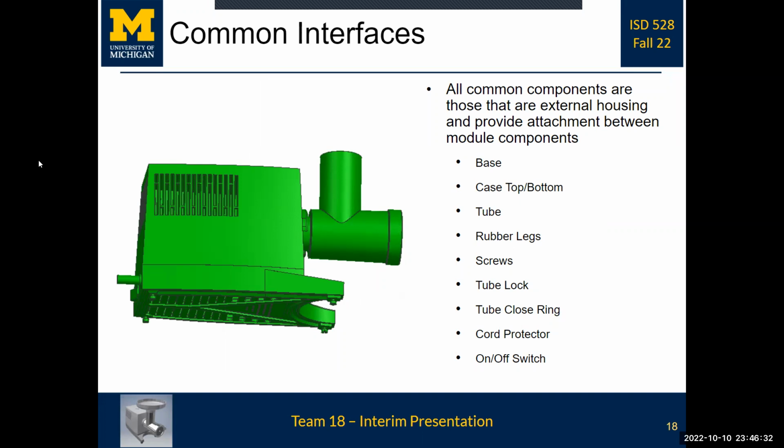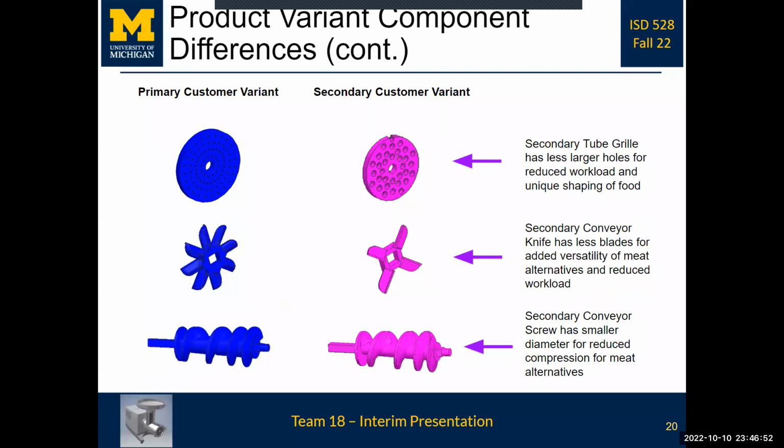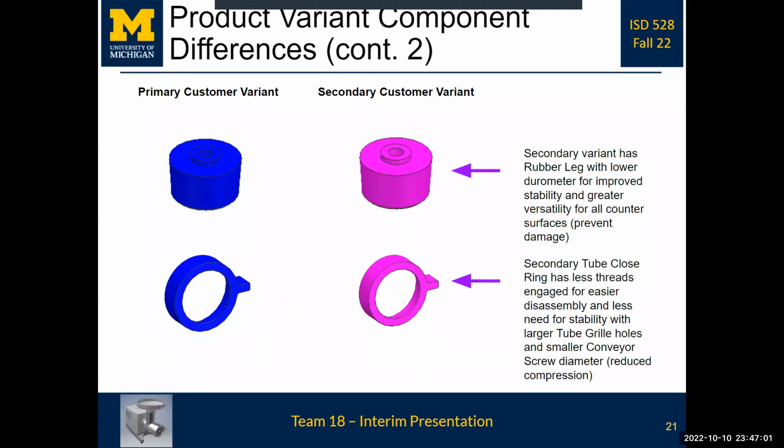So now we look at the visual representation of the common interfaces that Emil had just mentioned, and then we move into the product variant component differences, which overall map back to the functions that are unique between the different variant groups. So we have the motor and the inlet plate, which overall allow for better versatility. Then we have the grill, the knife, and the screw, which allow for better versatility. And then finally, we have the rubber leg and the tube close ring.